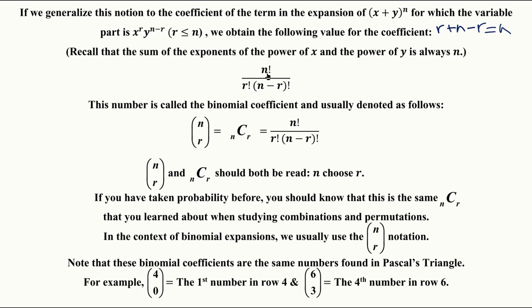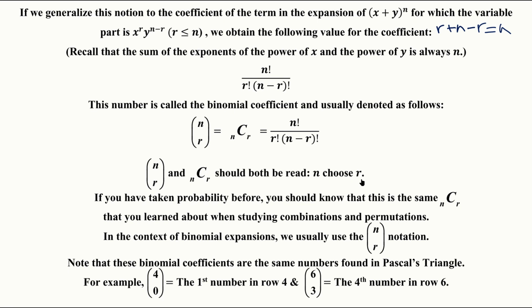So of course we're going to get n factorial, divided by the first exponent factorial, so that's where r factorial comes from, times the second exponent, the exponent of the y, which is n minus r factorial. This number here is called the binomial coefficient and usually denoted using either this notation, kind of like a matrix notation, or just like this, nCr. Both of these should be read n choose r.